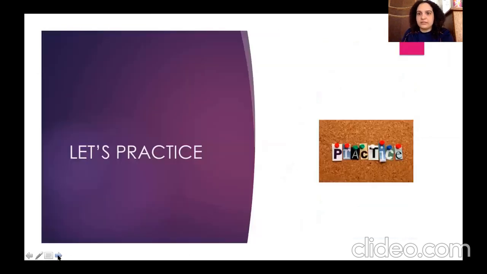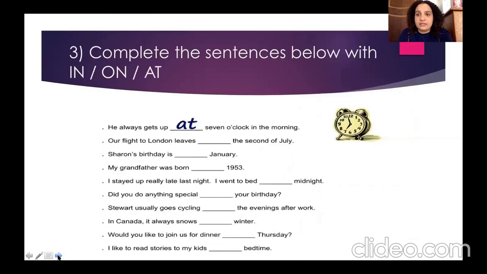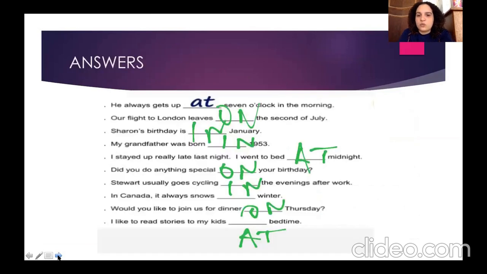So let's practice a little bit. Here are some sentences that I would like you to answer with me, okay? So you're going to complete them with in, on, and at. So he always gets up at 7 o'clock, because I'm talking about the hour, I'm talking about time, okay? So let's go to the next ones. I already answered, so we're going to do it together.